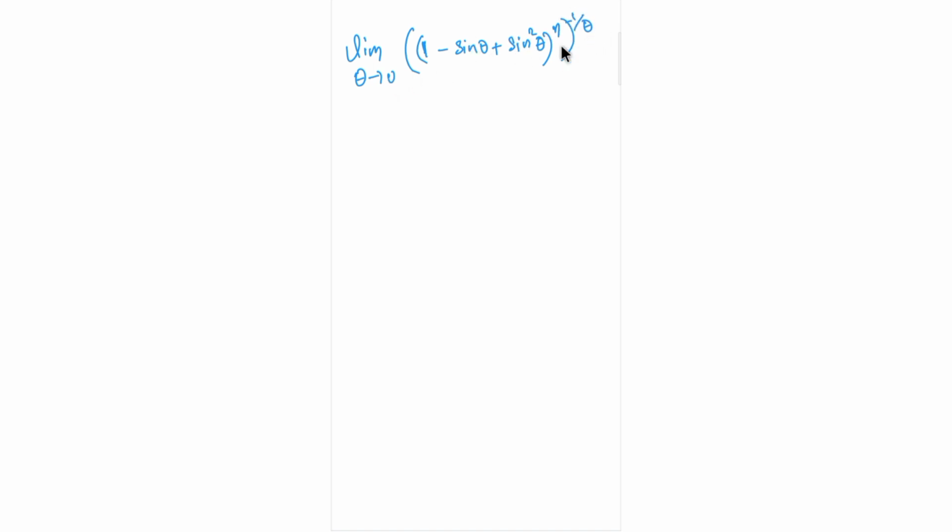So if I put theta 0, I would be left with 1, and this exponent would be infinity, isn't it? So I'll be getting this in the form of 1 power infinity. So I need to transform this. If it's 1 power infinity, we know that it's e to the limit theta tends to 0 of (minus sine theta plus sine square theta) into whole power n into 1 by theta, right? So this is what we're going to get.